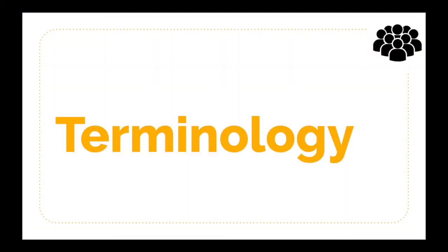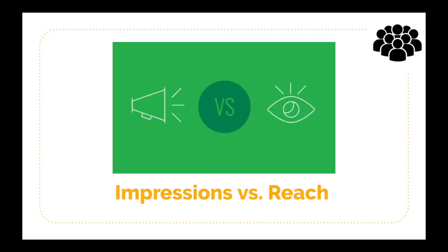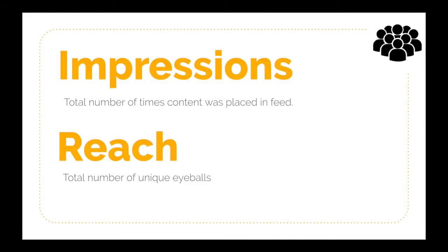And so let's first start with a bit of terminology that you're going to see over and over again when you deal with social media analytics, and that's impressions and reach. Really important to understand the difference between these two and why the platforms use one over the other. So impressions is the total number of times content was placed in a feed. So remember, this is especially when we're dealing with algorithms, specific pieces of content might be placed in a feed multiple times. That doesn't necessarily mean people saw it, but it meant it was placed in the feed for them to potentially see it. Reach is then the total number of unique eyeballs.